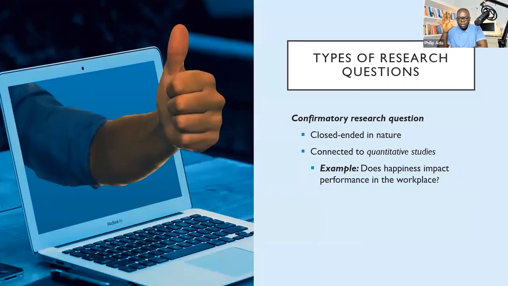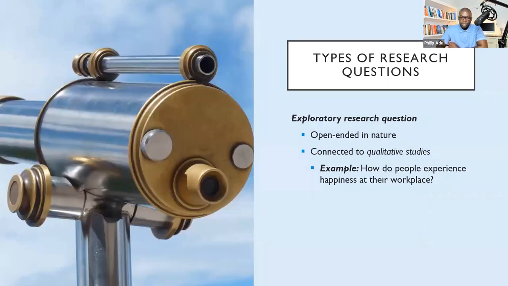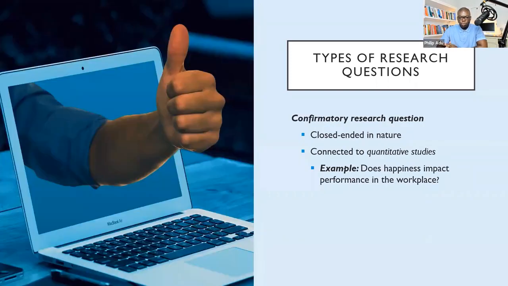When you're doing a quantitative study, you have to make most of your research questions close-ended. So one example here is, does happiness impact performance in a workplace? So you see how the answer will be yes or no based on what you're going to find. You're going to use numbers to determine whether happiness impacts performance in a workplace. So the difference is that qualitative should be an exploratory research question, quantitative should be a confirmatory research question.